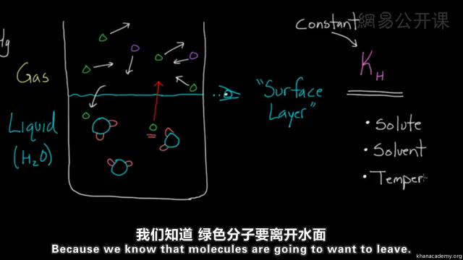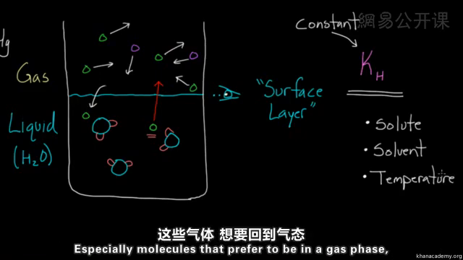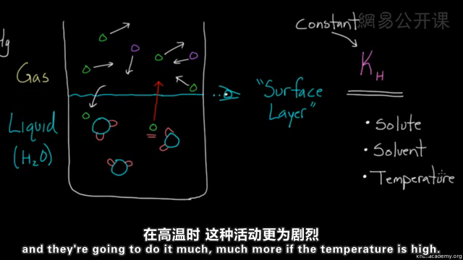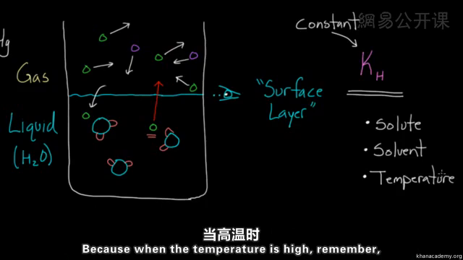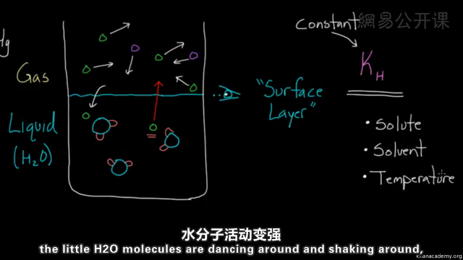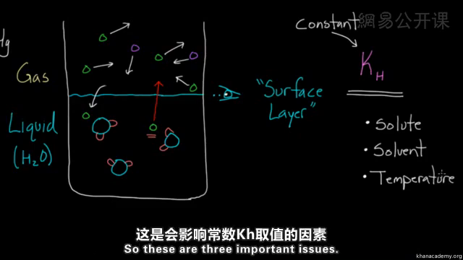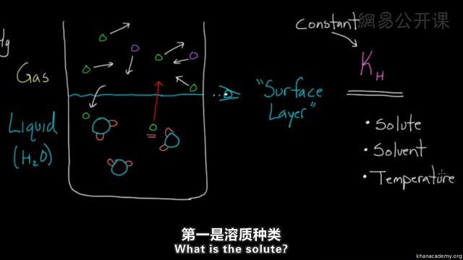Because we know that molecules are going to want to leave, especially molecules that prefer to be in a gas phase, they're going to want to leave the liquid, and they're going to do it much, much more if the temperature is high. Because when the temperature is high, remember the little H2O molecules are dancing around and shaking around, and that allows them to free up and leave. So these are three important issues, right? What is the solute? What is the solvent? And what is the temperature?